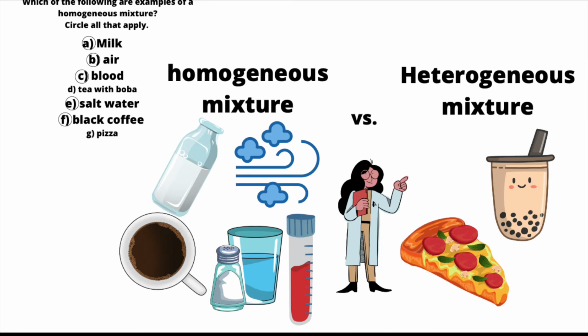If all else fails and you can't remember the definitions of homogeneous and heterogeneous mixture, just remember homogeneous looks like you dumped all the ingredients into a blender and blended it up really, really well. Everything looks even and uniform. In a heterogeneous mixture, it's exactly the opposite. It looks like you haven't put anything in a blender and you can see all of its components, its ingredients, separate.